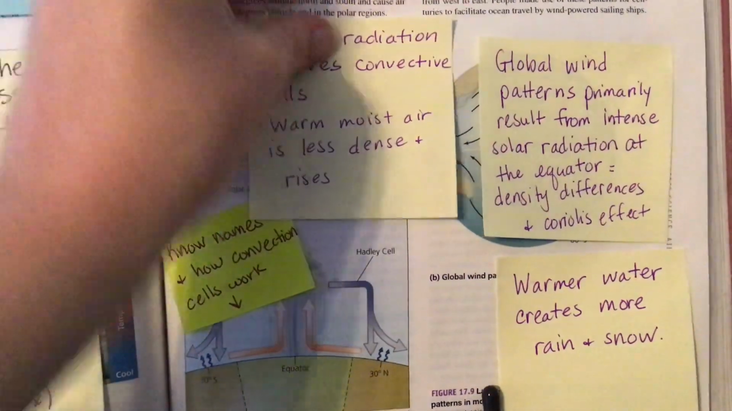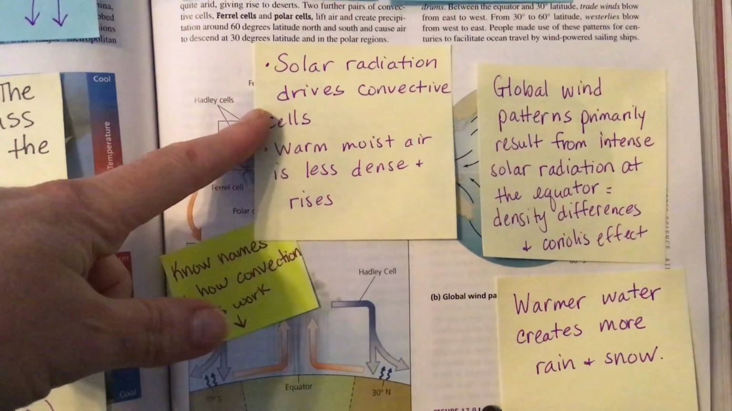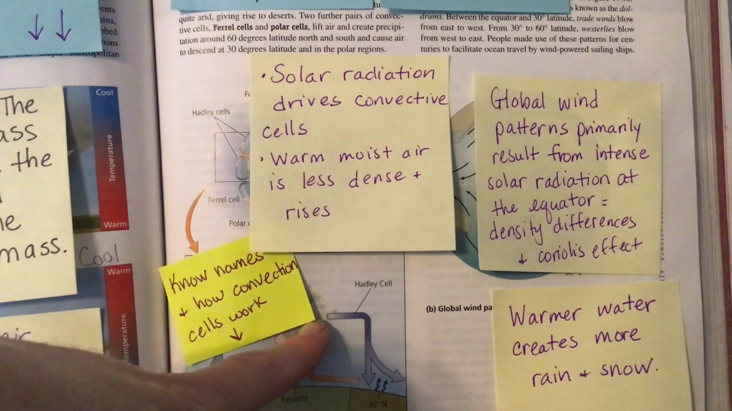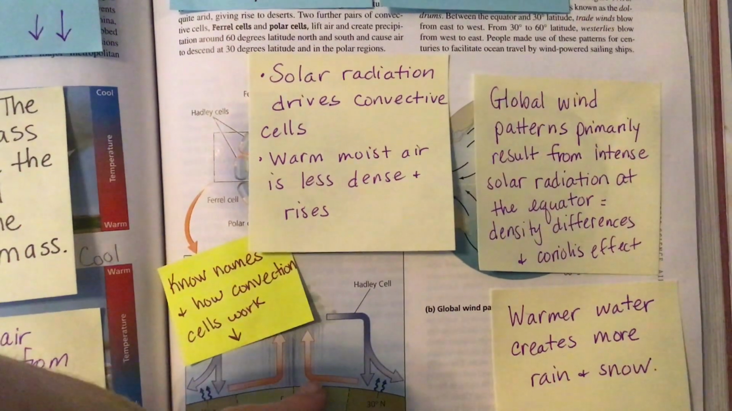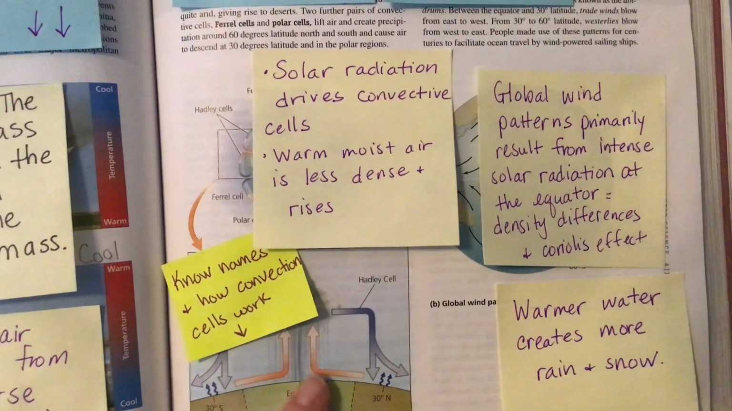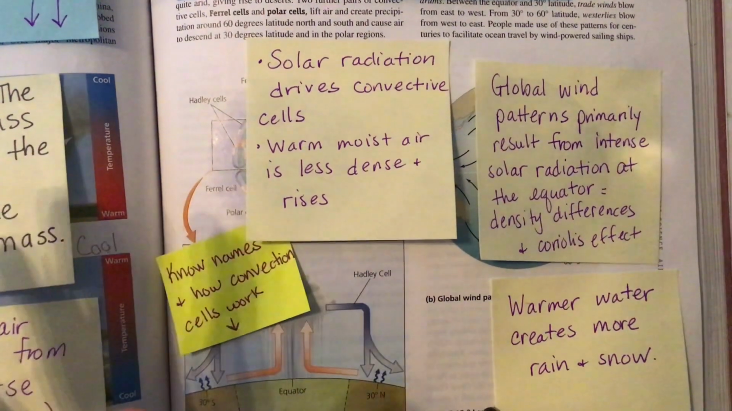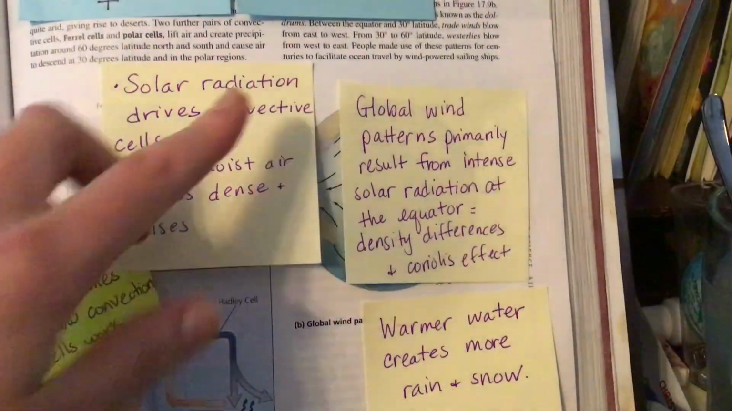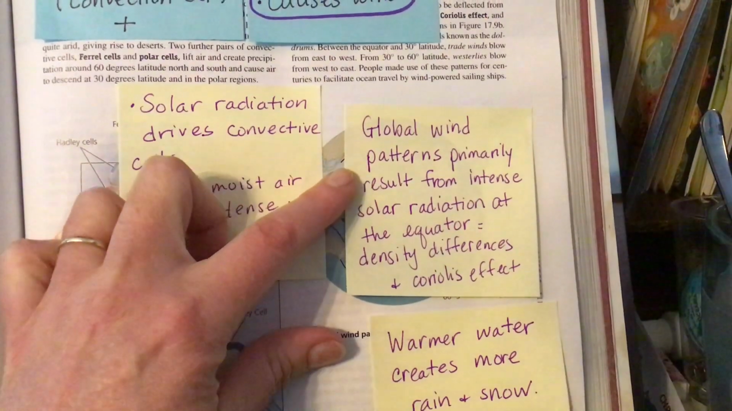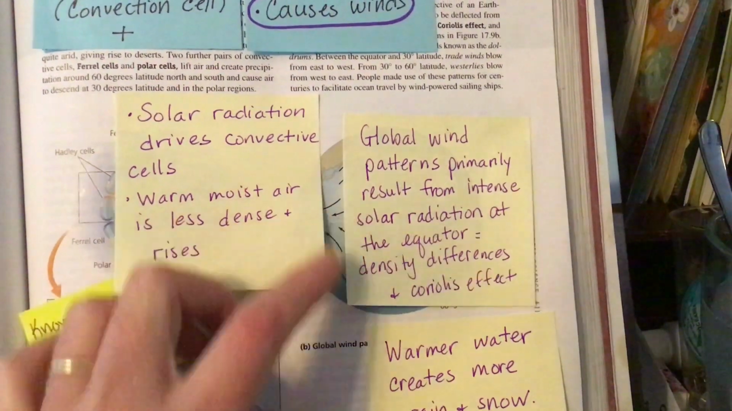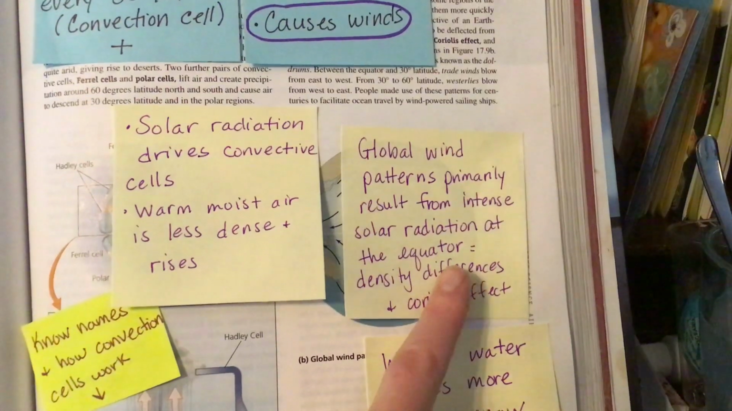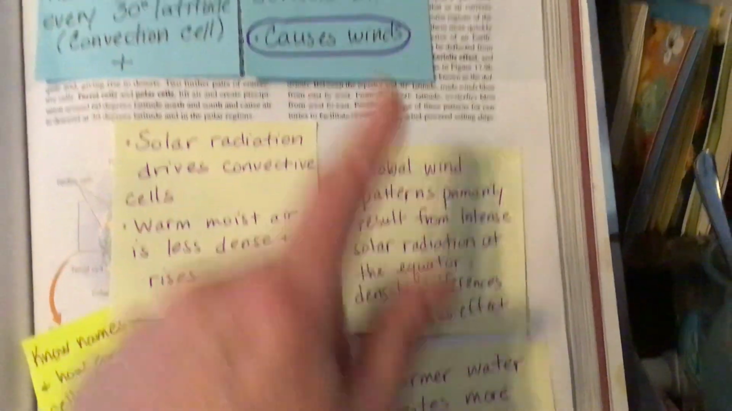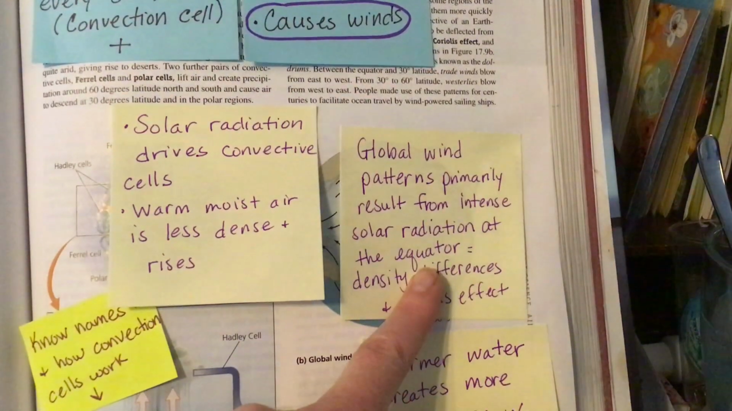Okay, so what makes these convective cells? You need to know it's solar radiation, so the heat of the sun drives them. It causes the air to warm. It causes the air to be moist because of evaporation from bodies of water. And we have a lot of bodies of water, the ocean, lakes, etc. And global wind patterns primarily result from this intense solar radiation at the equator and the density differences and the Coriolis effect. So it's a little bit more detail than up here, okay?